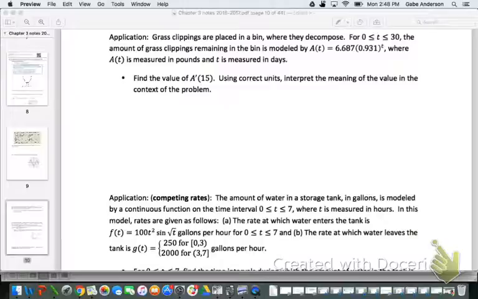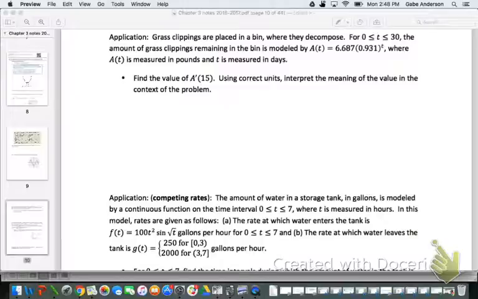If you mow your grass at your house, you could identify with this a little bit. It says grass clippings are placed in a bin where they decompose and frankly start to stink. For the 0 to 30 interval, the amount of grass clippings remaining in the bin is modeled by A of t equals 6.687 times 0.931 to the t, where A of t is measured in pounds and t is measured in days. So I just want to be really clear about this. We're basically talking about a trash can full of grass, right?